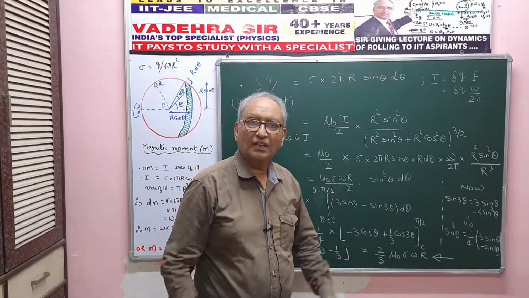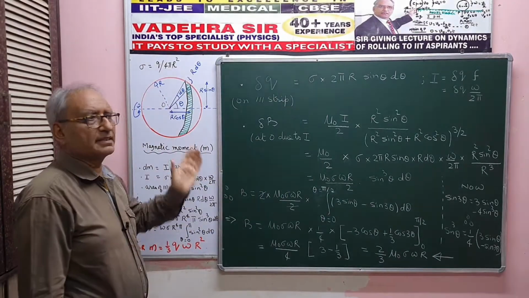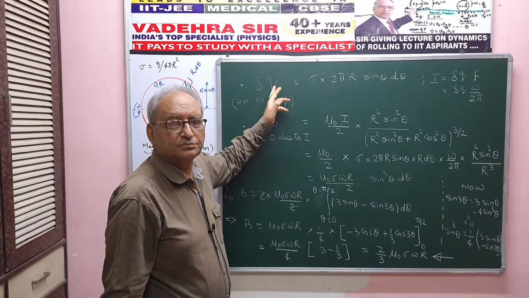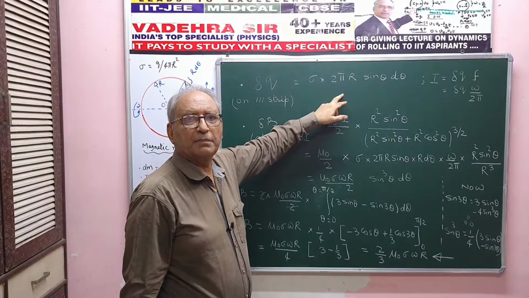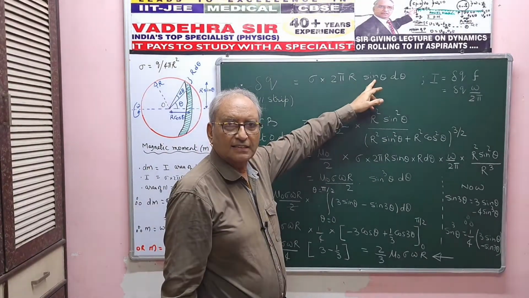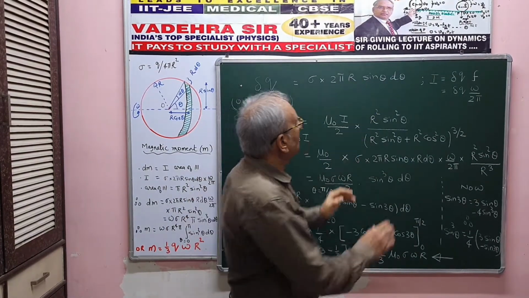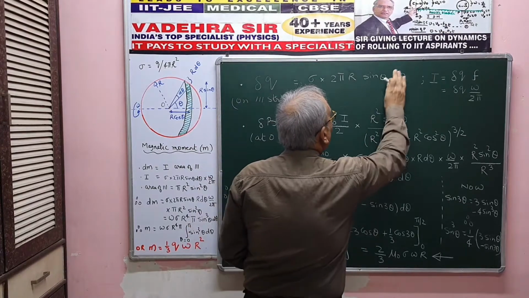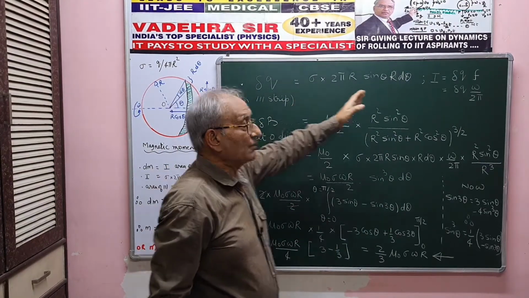Now what about I? I in the elemental ring, and hence, because the whole sphere is divided into elemental rings of width r d theta, delta q on the elemental ring of radius r sine theta will be sigma multiplied by the area of the ring, 2 pi r sine theta, the radius of the green ring shaded, into r d theta, because the width is r d theta. So this is it.